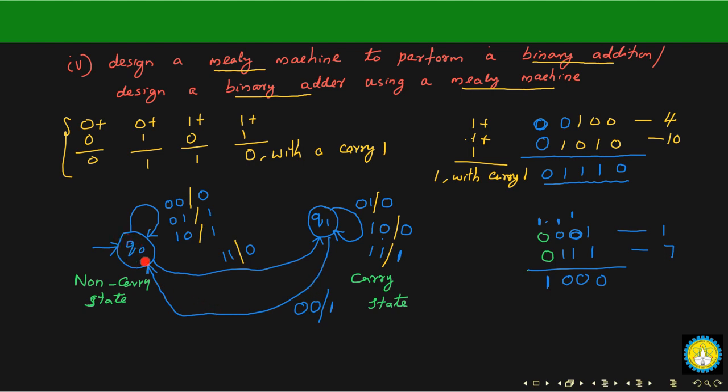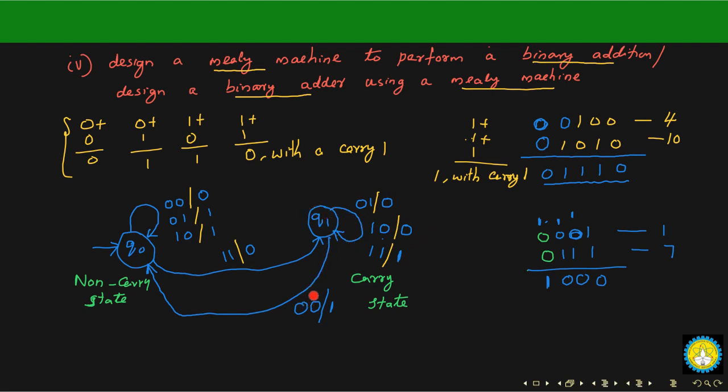And remember, from Q0, when you're getting 1 1, you're going to have a carry. That's why you're moving to Q1. At Q1, if you're getting 0 1, you still have a carry, so you're staying at Q1, looping back to Q1 itself. At Q1, if you're getting 1 0, again you are staying at Q1, just because you're again having a carry. If you're getting 1 1, your output is going to be 1 with a carry 1, and that's why you are staying at Q1. So for all these three input states, the transition goes back to Q1 itself.